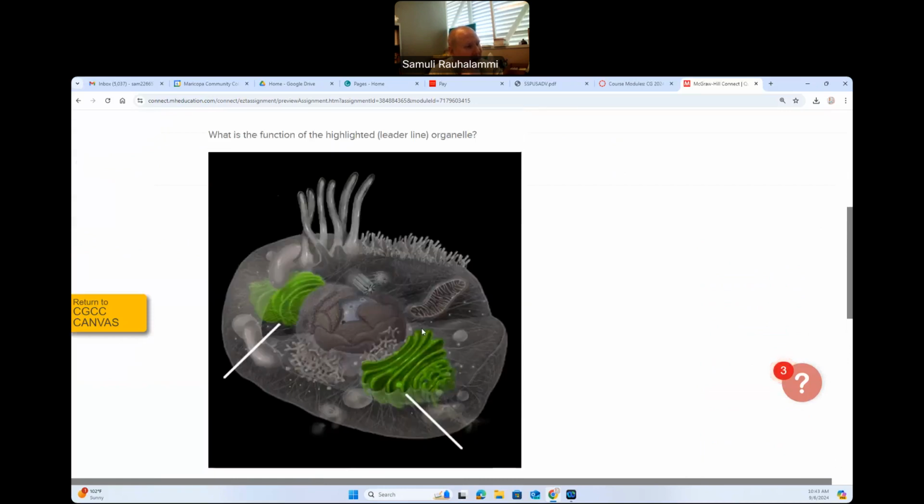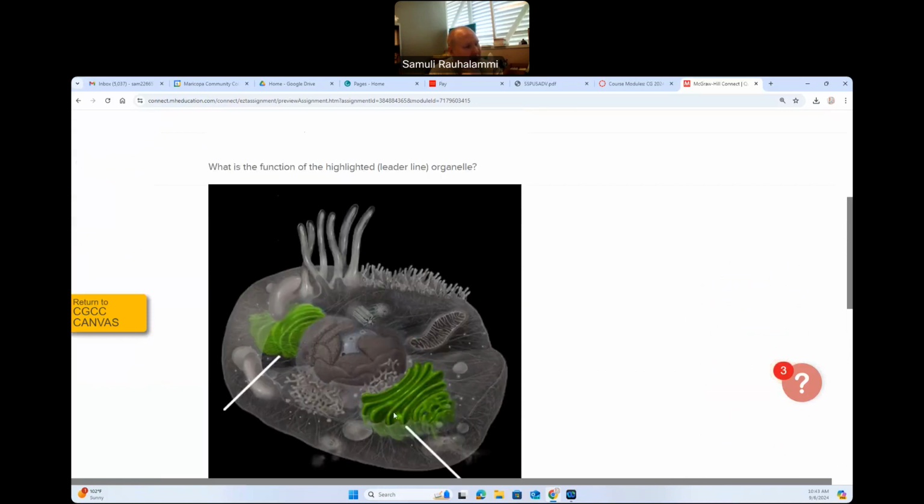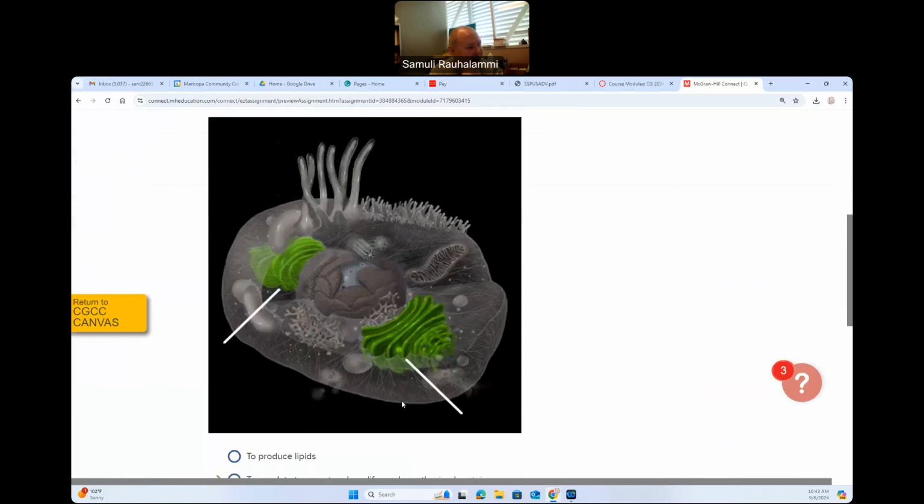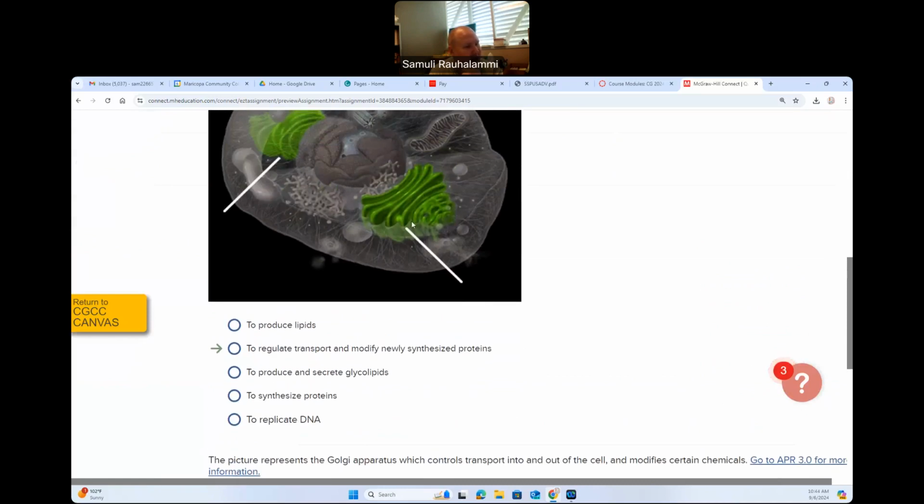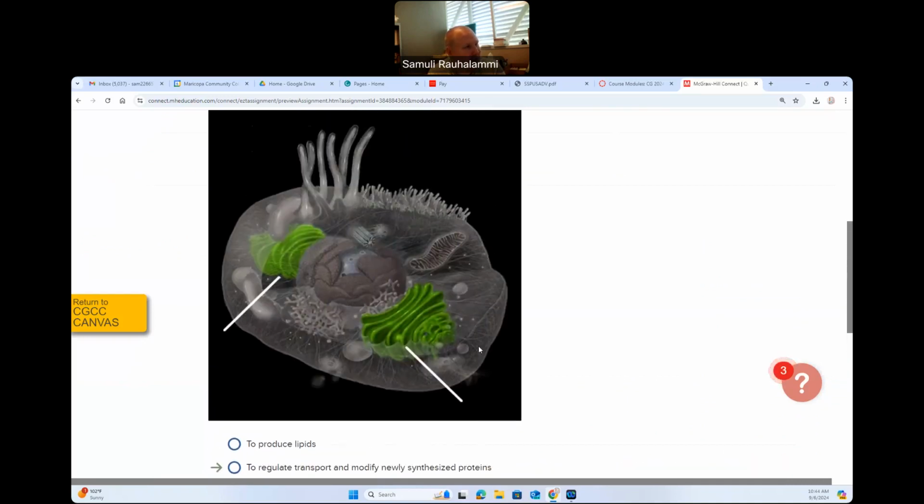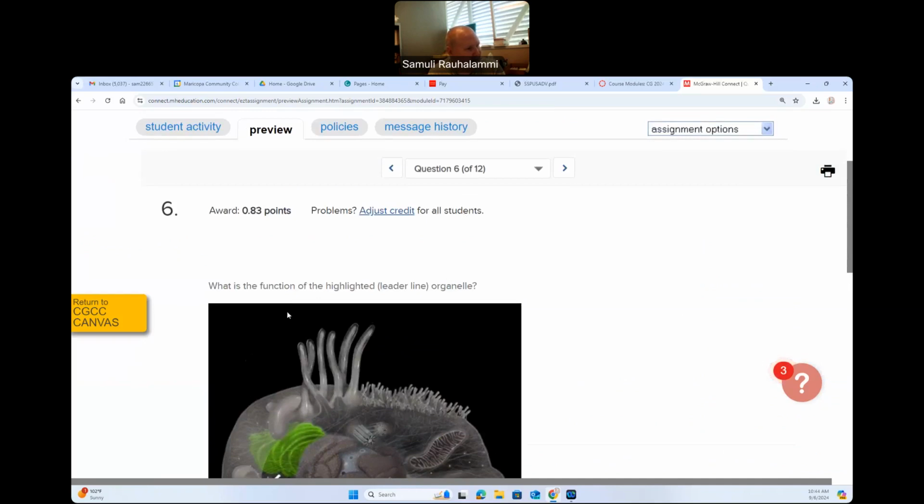So for example, here you're being asked not just what it is, but this time what is the function of it. And what we're seeing here, we're obviously seeing our Golgi apparatus. What we're discussing about that is that it's important in controlling the transport in and out of the cell, modifying elements. So it's really the regulation of transport, modifying the newly synthesized proteins. That would be the most appropriate description out of the ones that you're being offered.